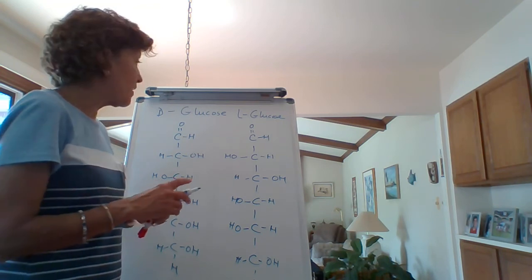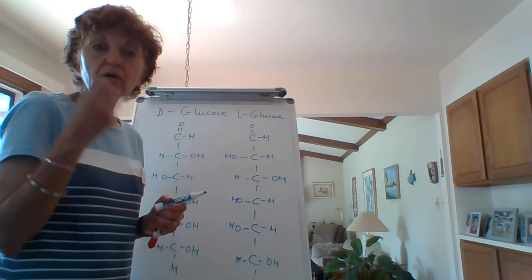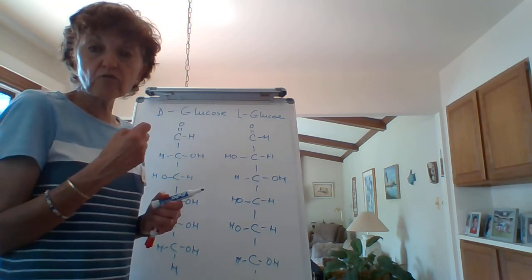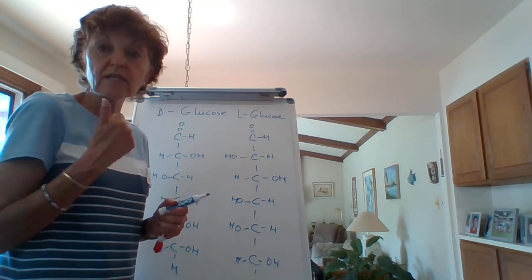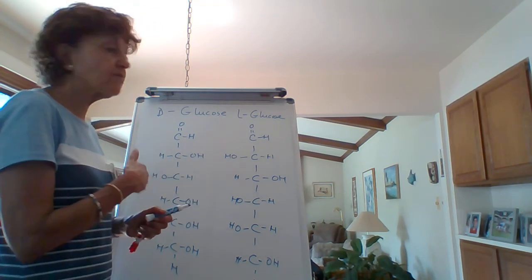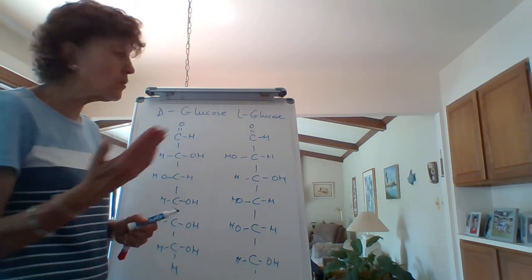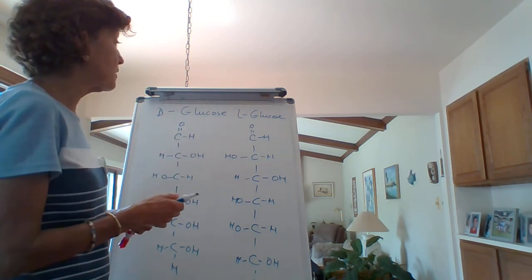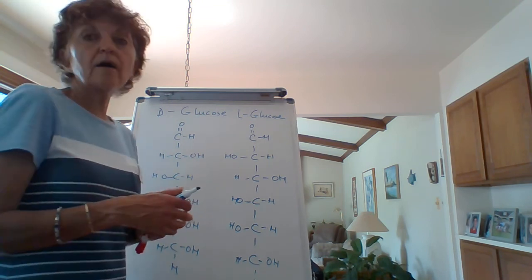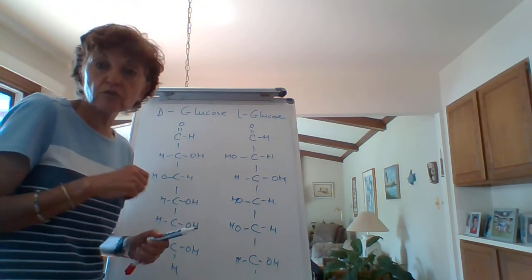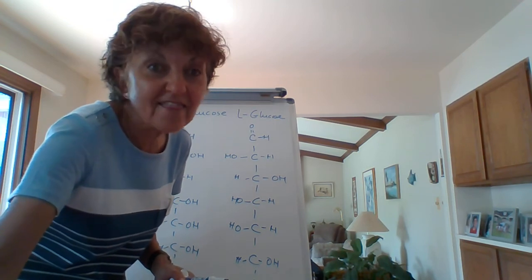Okay, so we have two more hexoses that we're going to be drawing. We have fructose, which is a ketohexose, and we have galactose, which is an aldohexose. Galactose and glucose have a special relationship, and we'll talk about that in the next video.